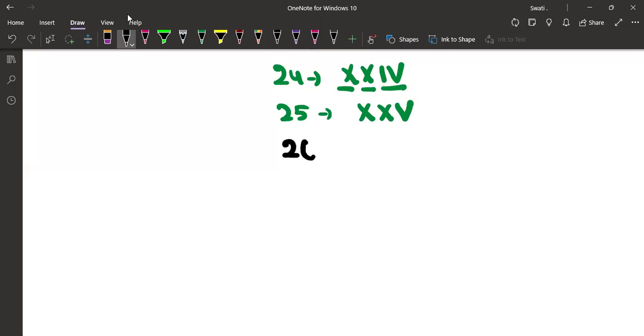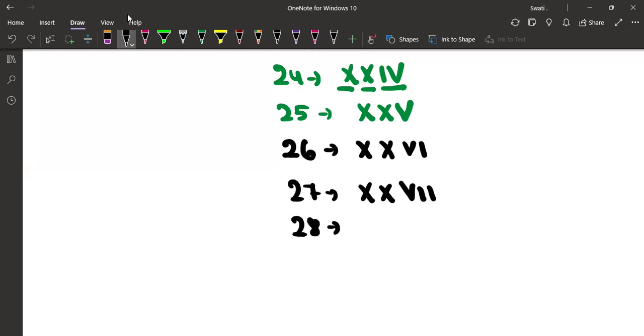Okay. So 26, of course, very simple. 10, 20, and then 6, 26. 27, 10, 20, and 7. So it's 27. Next is 28. So it's 10, 20, and then 8, 28. Now it's 29. So it's 10, 20, and then 9. You know the symbol for 9, which is IX.